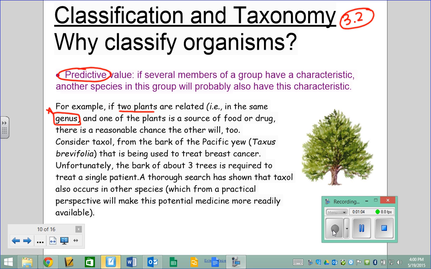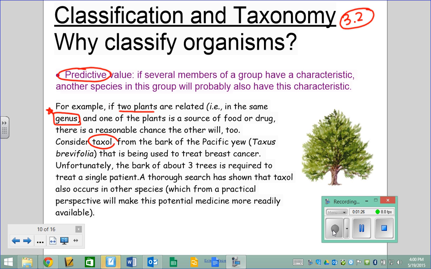Now we're going to talk about what this word means. It's one of the levels of classification, but when we talk about a species, we normally have two words for it. So for example, humans are Homo sapiens. Genus is the first of those two words. So let's say I have two plants, and one of them is a source of a food or drug. There's a reasonable chance that the other will have that too.